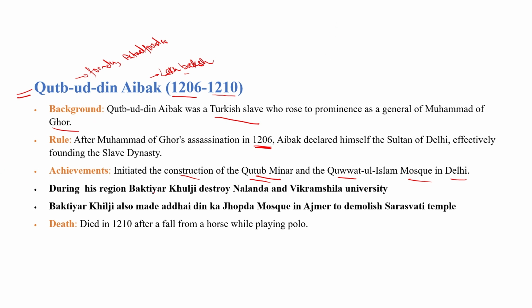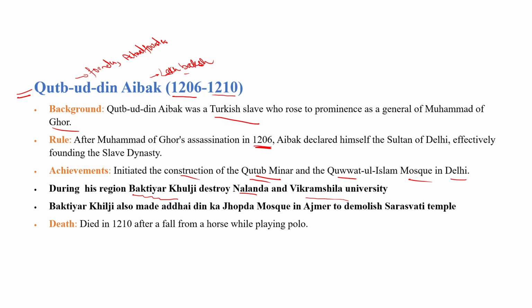As I told you, Bakhtiyar Khilji was the general of Qutbuddin Aibak after the death of Muhammad Ghori. So during his reign, between 1206 and 1210, Bakhtiyar Khilji destroyed Nalanda and Vikramshila University. The two universities, Nalanda and Vikramshila, were destroyed by Bakhtiyar Khilji during the time of the slave dynasty.